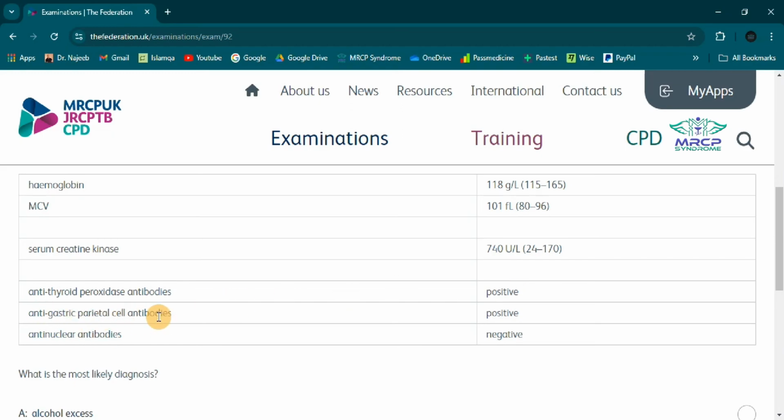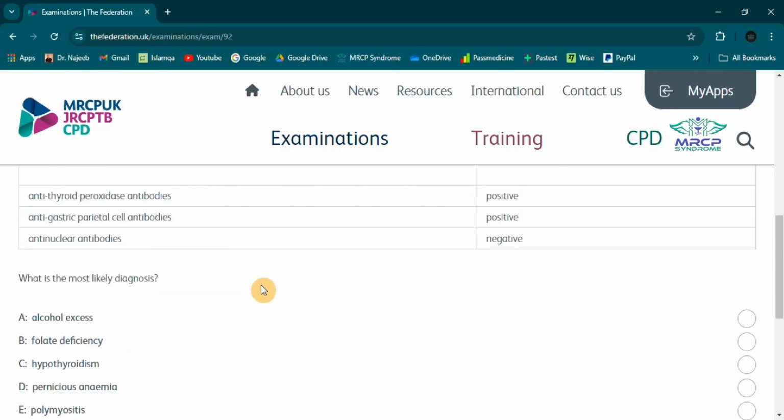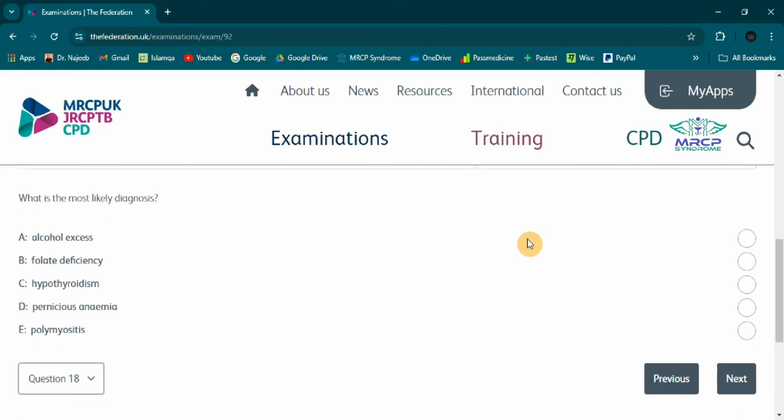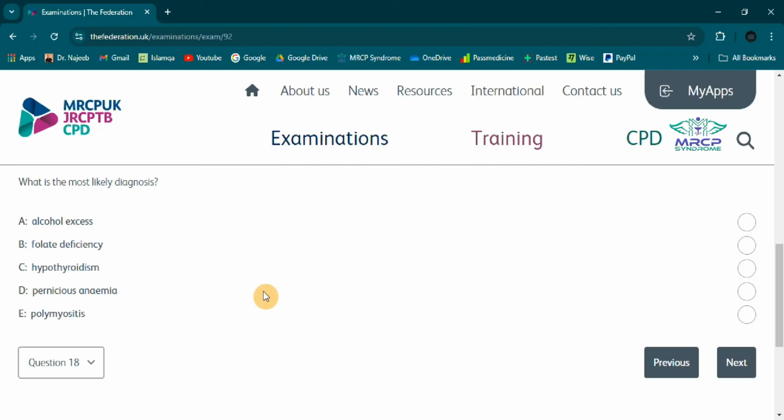Positive anti-gastric parietal cell antibodies. This is seen in autoimmune conditions, including those with autoimmune hypothyroidism, and it can also be seen in case of pernicious anemia. But the isolated presence of anti-gastric parietal cell antibody without other systemic or neurological presentation is less suggestive of pernicious anemia. And the ANA is also negative here. ANA is often positive in autoimmune disease like SLE or in case of polymyositis. So this is also making polymyositis less likely. So the most likely diagnosis is hypothyroidism.